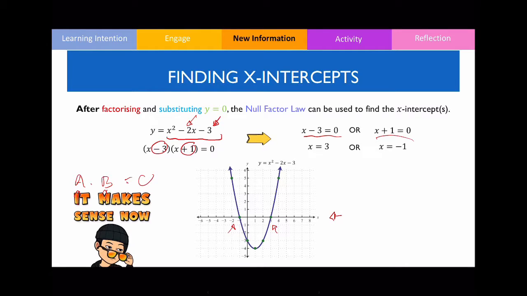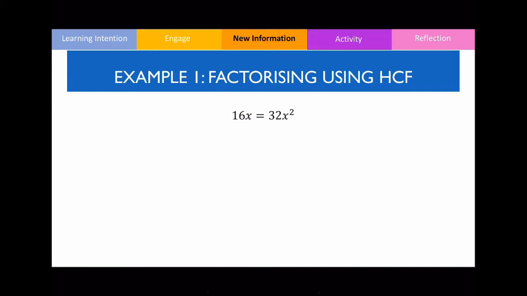And I'm hoping right now that you're able to draw links from the previous lessons and see the importance as to why we actually need to factorize in order to solve for our x-intercepts. So I'm going to go through a couple more examples.